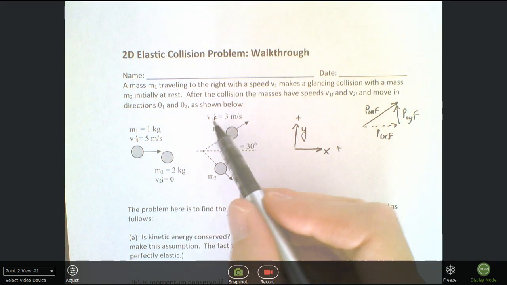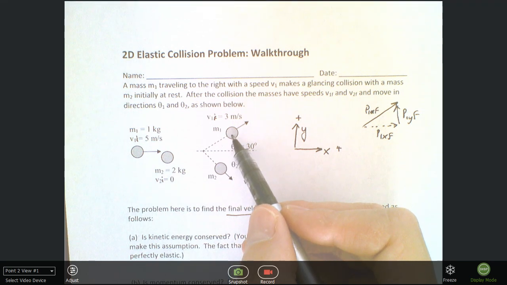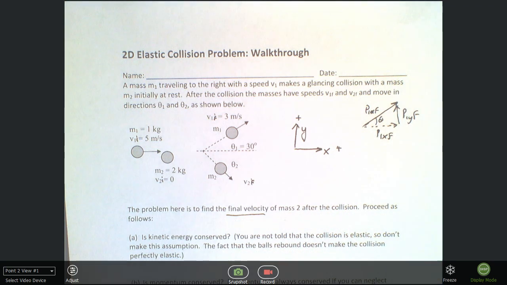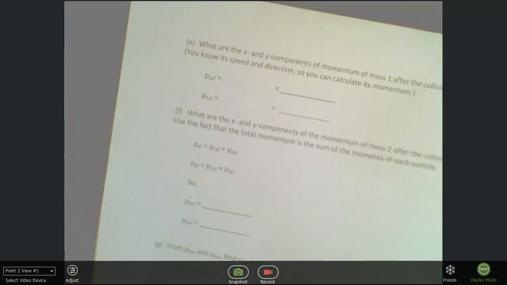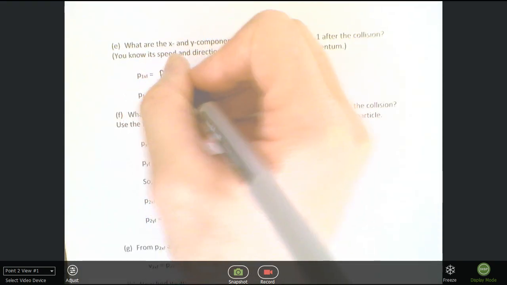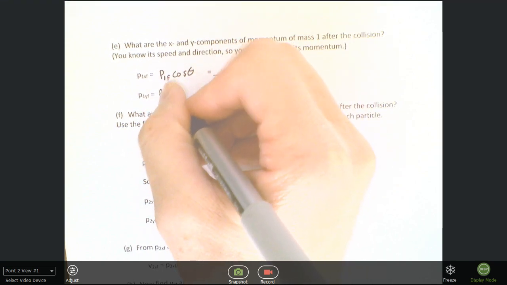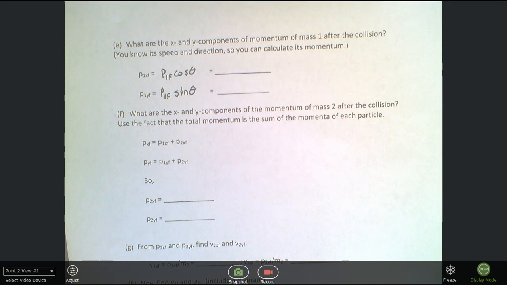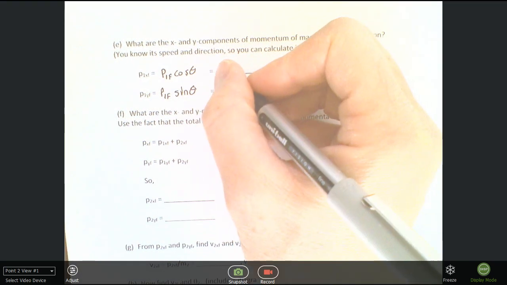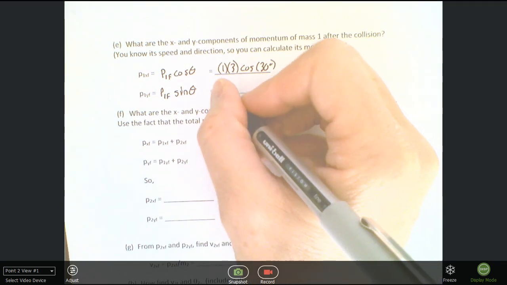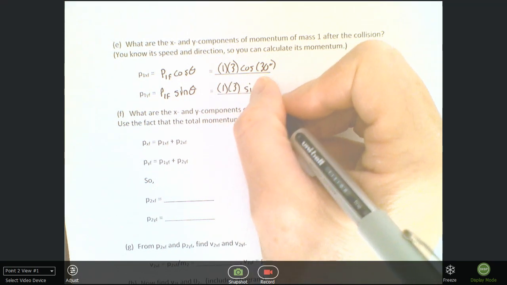Well, the total momentum, we know that mass 1 is 1 kilogram, and that's 3. So this is going to be 3 Newton seconds, or 3 kilogram meters per second. And it's broken into an x and a y component. So how do we write it? Well, the x is P1f cosine of the angle, and the y is P1f sine of the angle. All you need to do is grab your calculator. P1f was 1 times 3 cosine of 30 degrees, and 1 times 3 sine of 30 degrees.